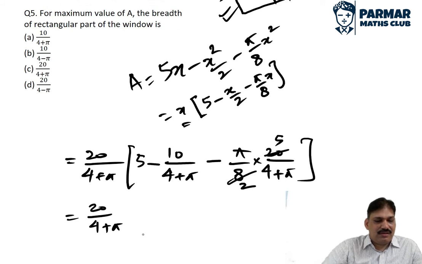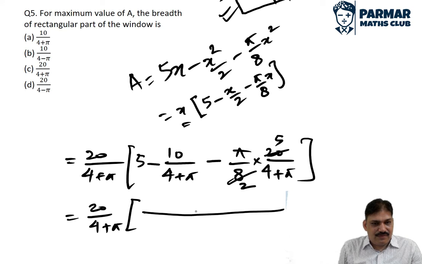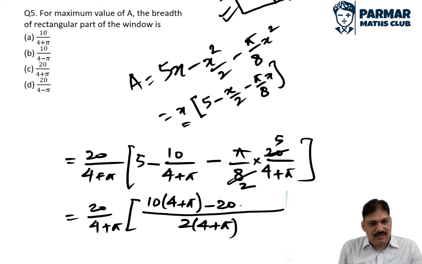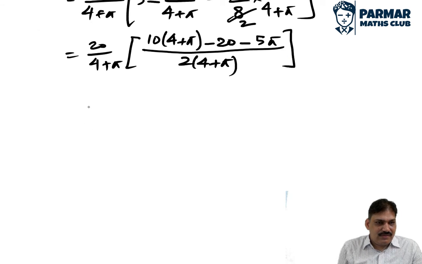If we try to take LCM, the LCM is 2 times of 4 plus pi. So this 5 will be multiplied by 2 times of 4 plus pi. That will give me 10 times of 4 plus pi minus, the LCM is 2 times of 4 plus pi. 10 2s are 20 minus this 2 times of 4 plus pi is LCM. This is actually 5 pi. Alright, let's solve it. Let's see what we get.